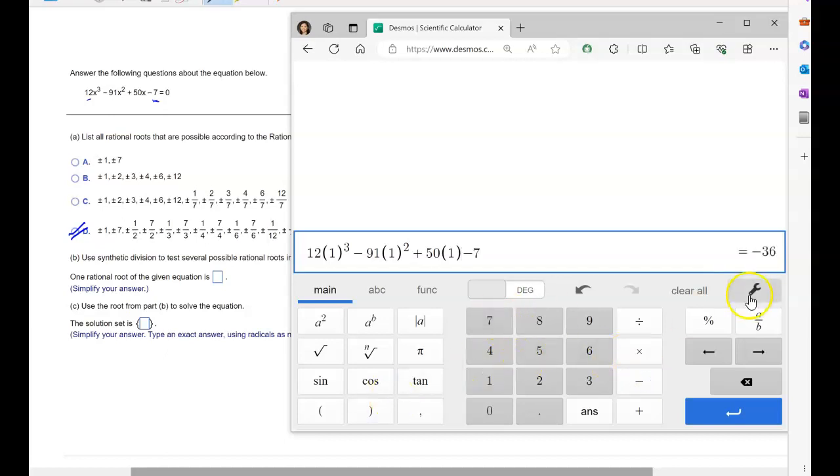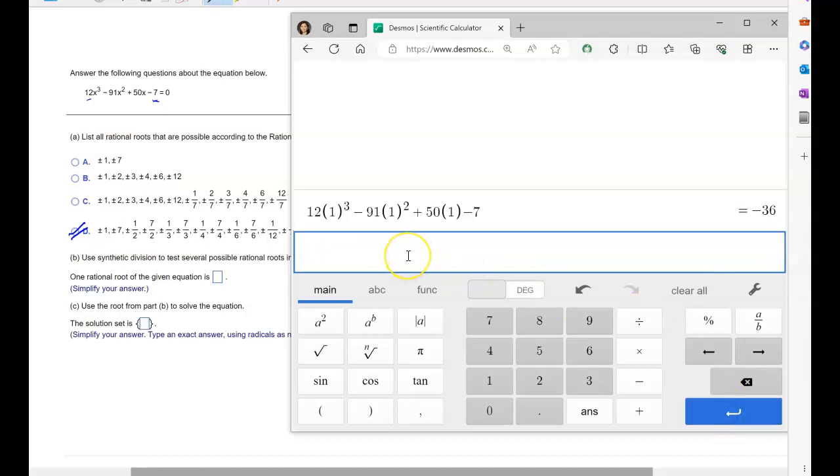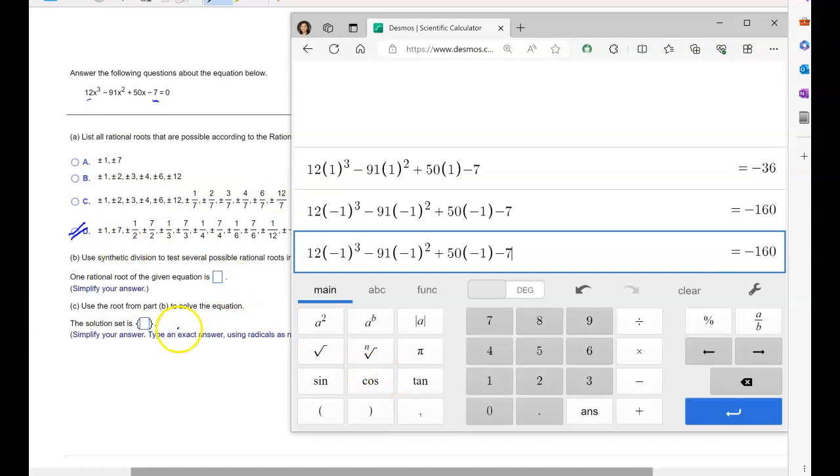Minus 7. Okay, so first, that is not a 0. Okay, so then you just copy that. You hit Control C on your computer, enter this. Then you paste it, Control V. See? Then now, replace that by -1. This by -1. And that by -1. See, you got -160. Okay, so then you try a different number. So you do that until you find a 0.